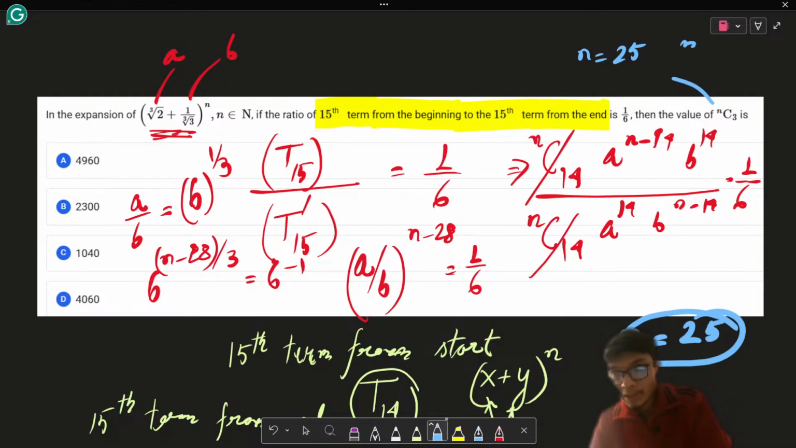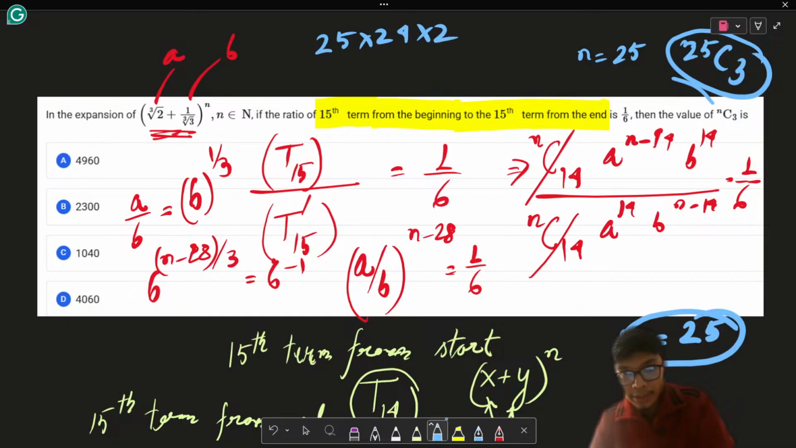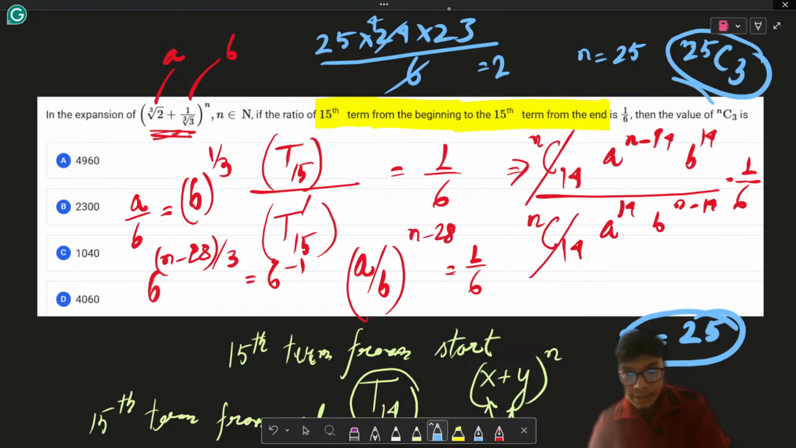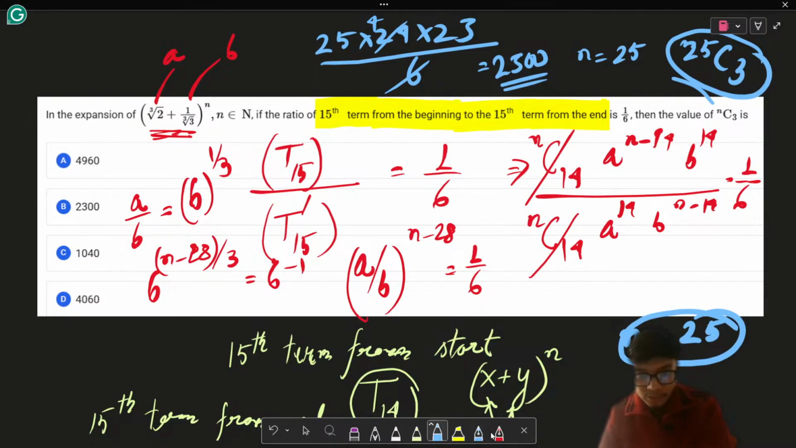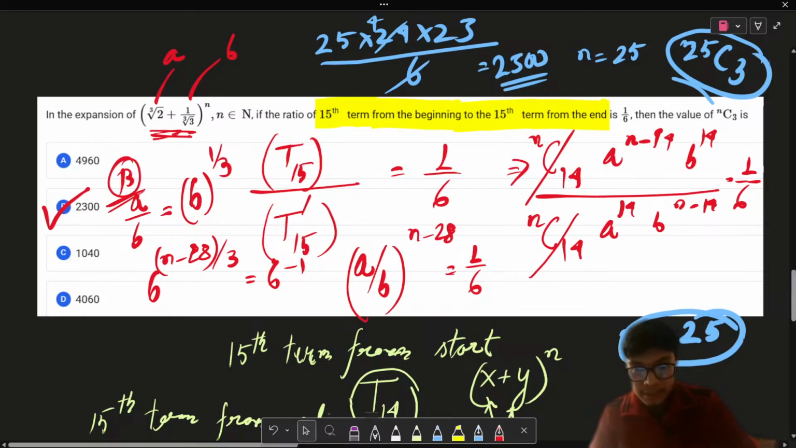So you have to find the value of 25C3. 25C3 can be evaluated as 25 into 24 into 23 whole divided by 3 factorial, that is 6, right? With simple calculation, that is going to be 2300. So with this we have the answer to this question as option B, which is the correct answer. I hope this is clear to all of you, right?